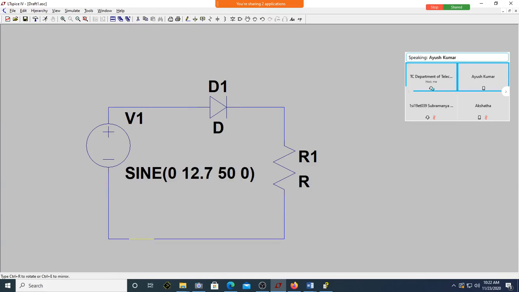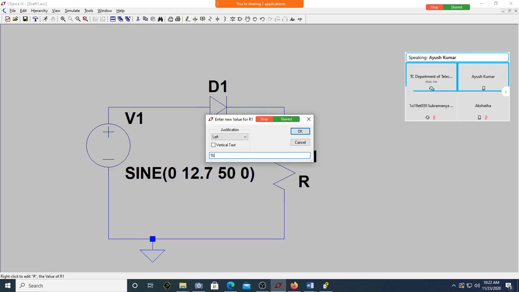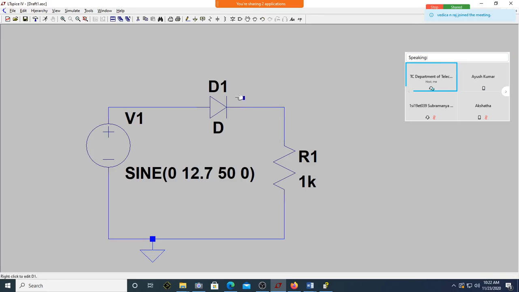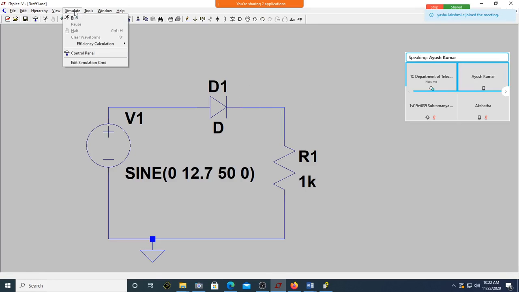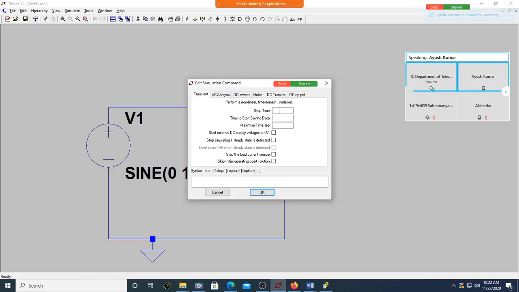And I need to have a ground here. So this is again F3. We'll connect it. I will make this equal to 1K. This is done. Since I want to see the time response, I have to do dot tran, that is transient response. If you want to see around 3 cycles, because 50 hertz corresponds to 20 millisecond for 1 cycle, let me just make it 60 millisecond, and let the starting be 0.